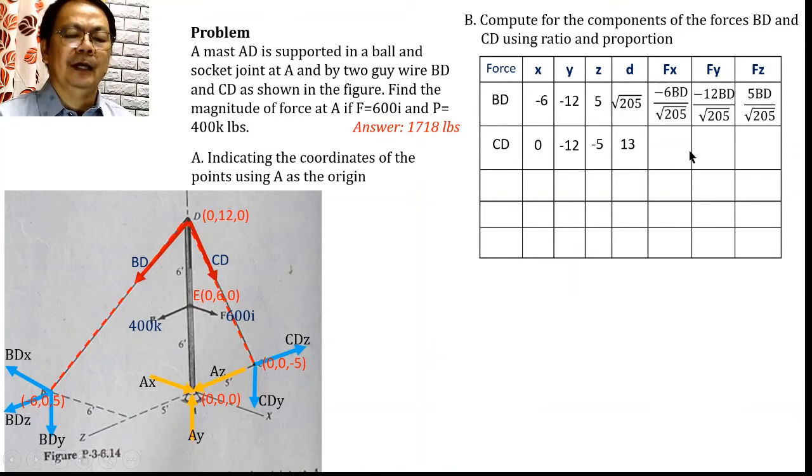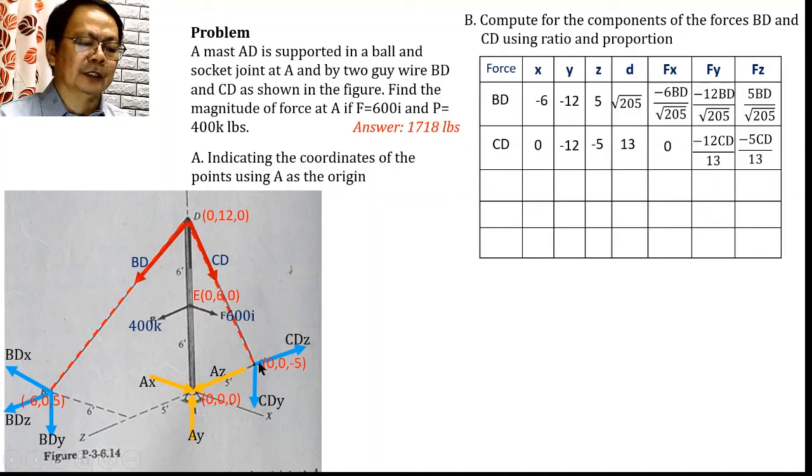So the x, y, and z components of the force CD shall be equal to the product of CD multiplied by x divided by 13, which will be 0 for this one. CD multiplied by negative 12 divided by 13 is negative 12 over 13 of CD. While CD multiplied by negative 5 divided by 13 becomes negative 5 CD over 13. The same explanation applies: the negative sign tells us the direction of the component along Y, meaning it is downward, and likewise in Z.